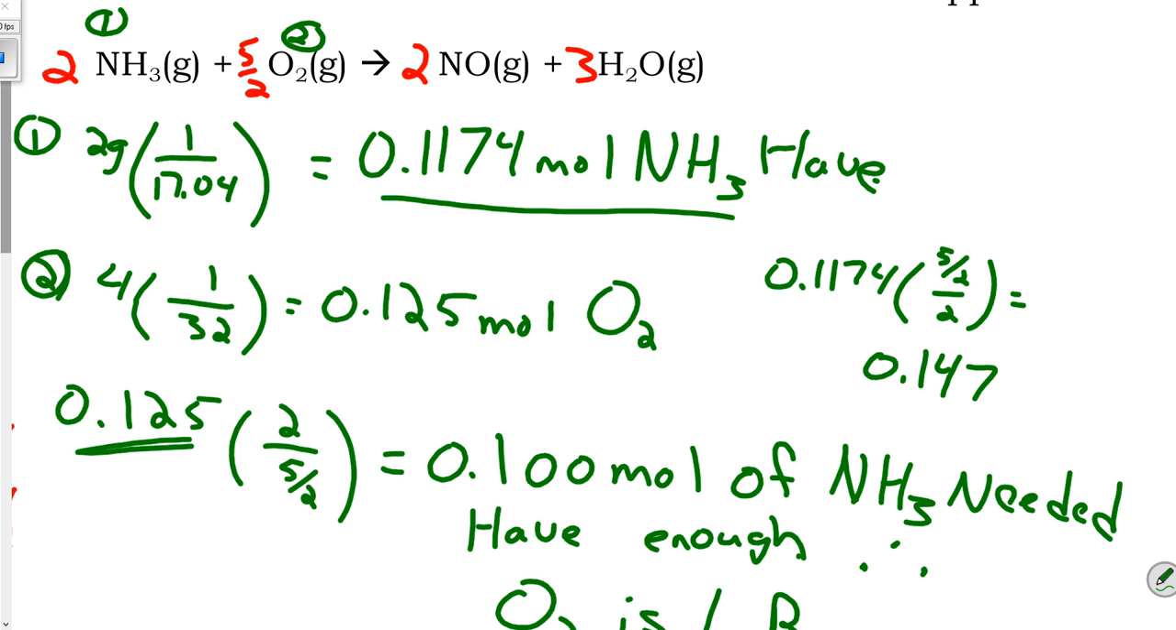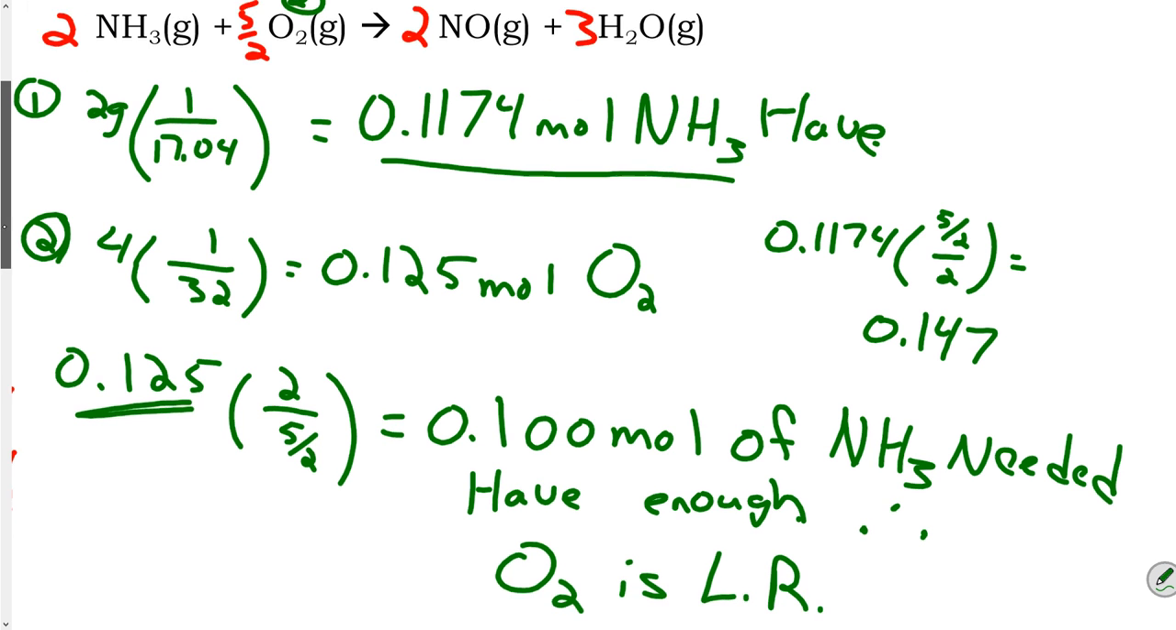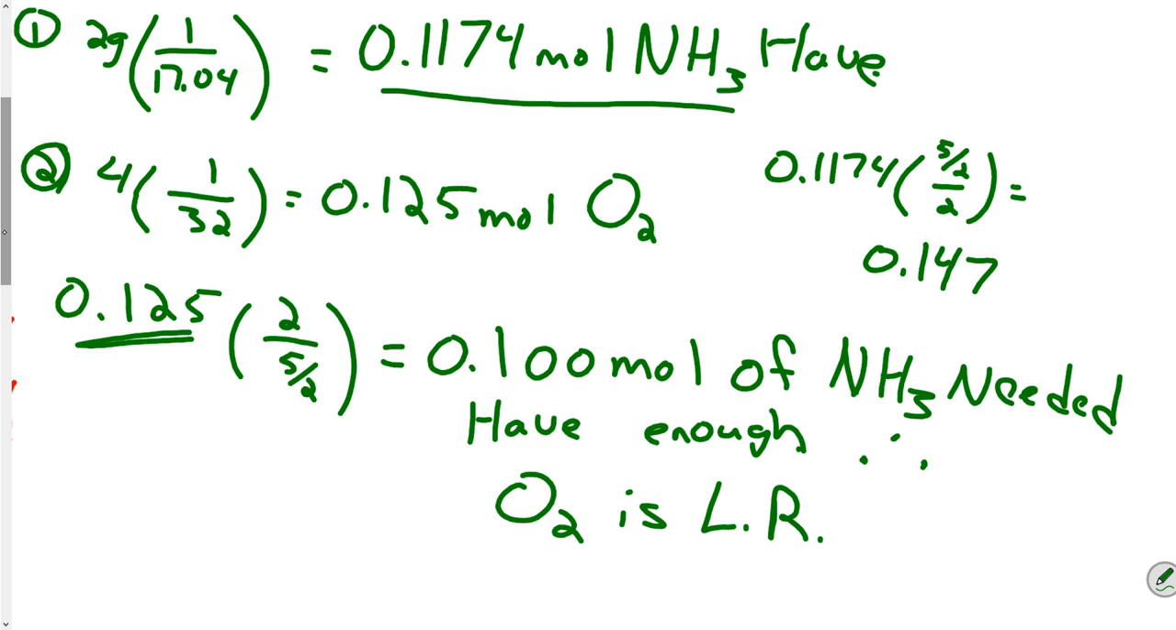The last part of the question says, how many moles of the excess reagent remain after the reaction is stopped? So oxygen is the limiting reagent. Ammonia is in excess.